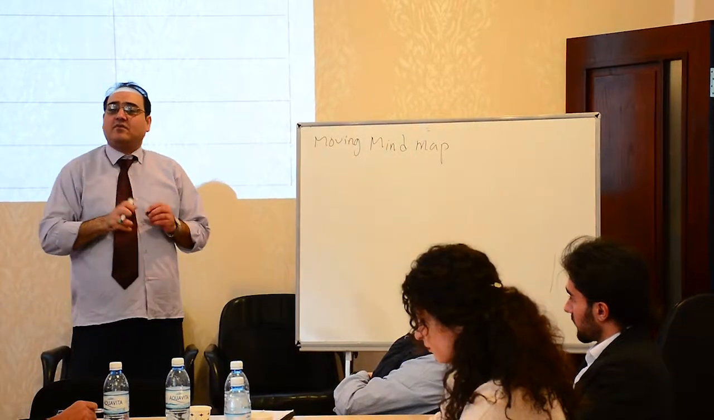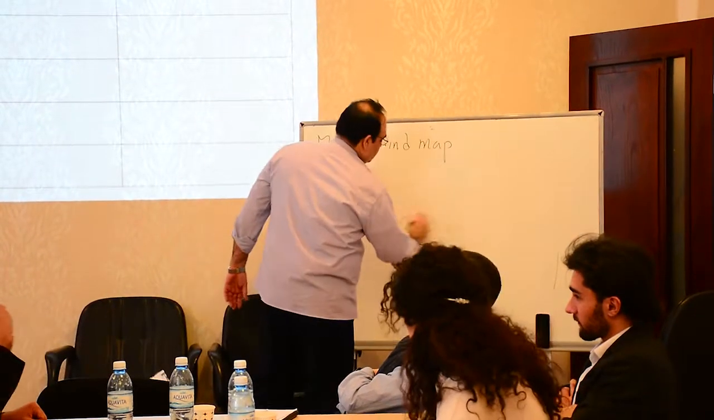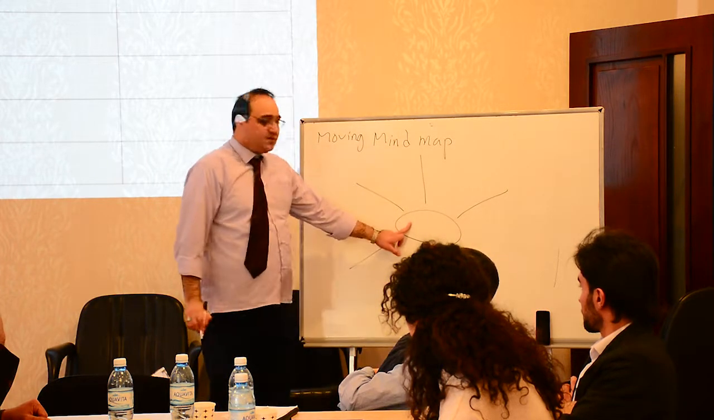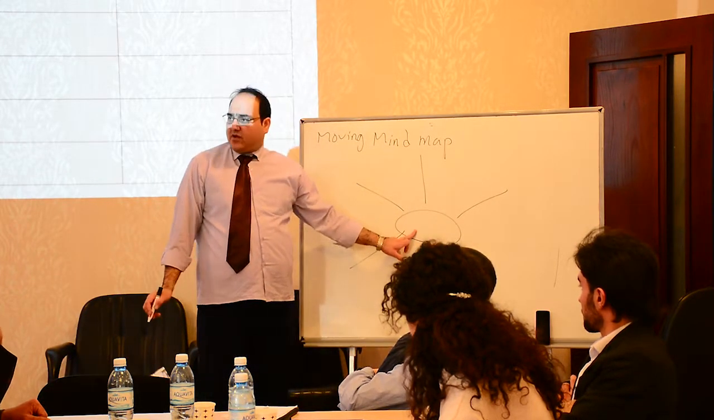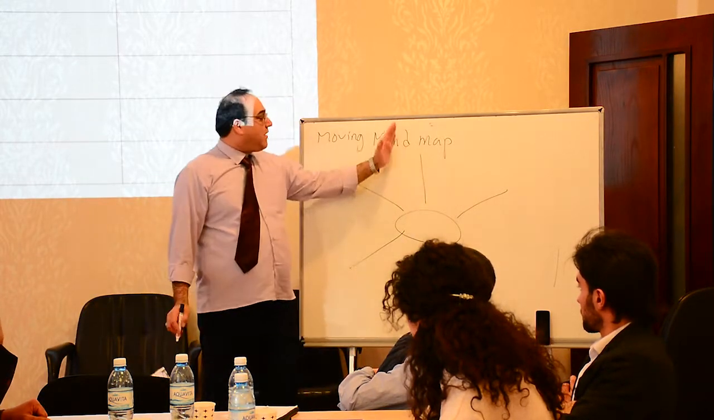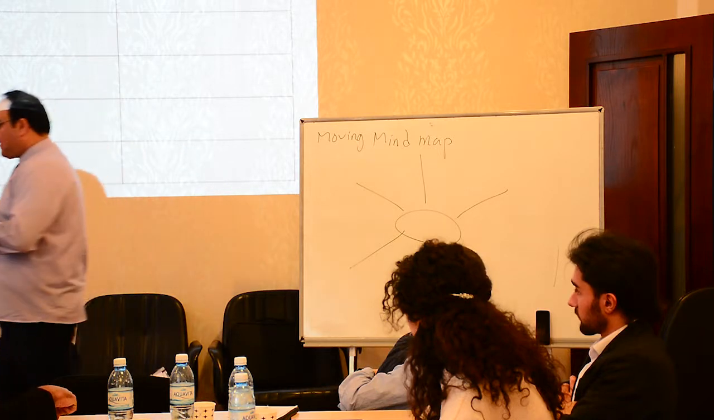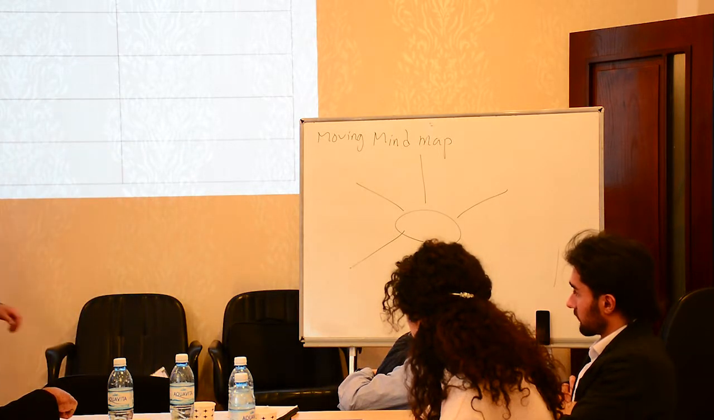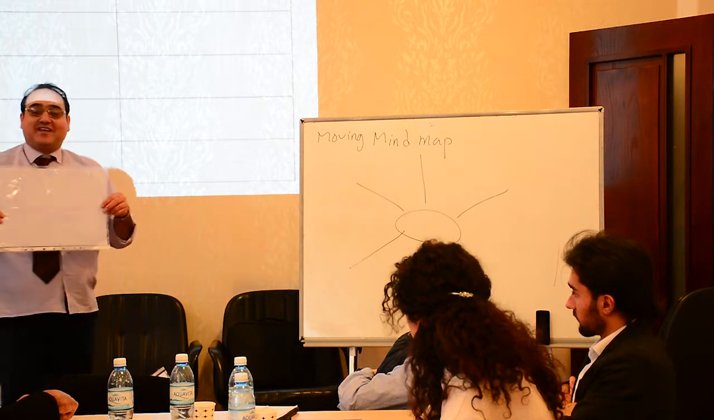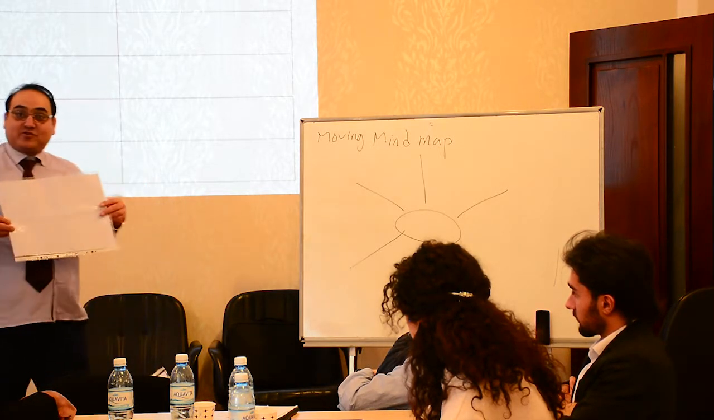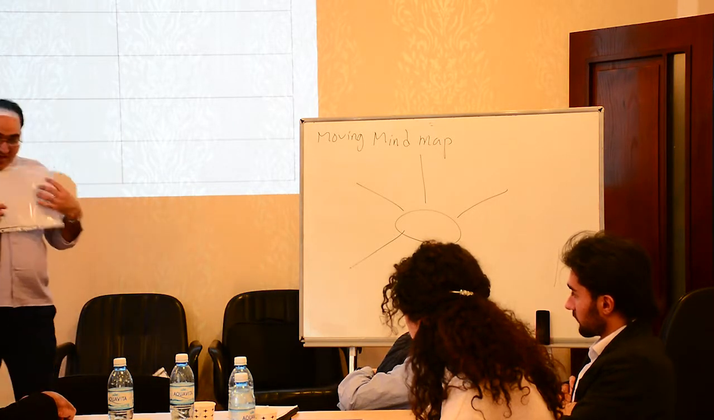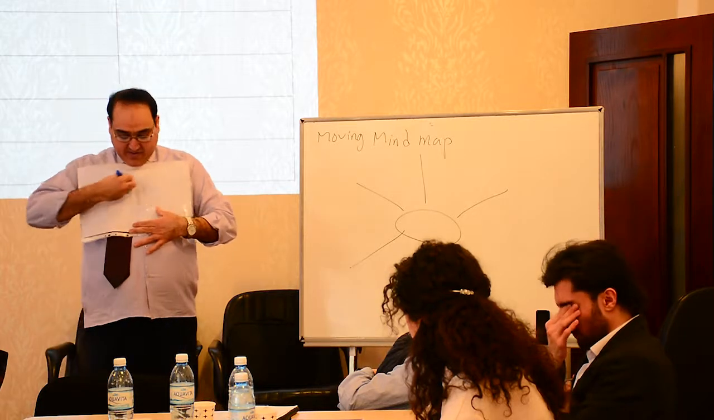Where's the mind map? For some reason, that relationships might not work. That's a mind map. So, moving mind map is with a tool which we call mini whiteboard. Look, these are my mini whiteboards. You give this mini whiteboard to a group, and that's a silent activity. And you ask them to draw a mind map like this.